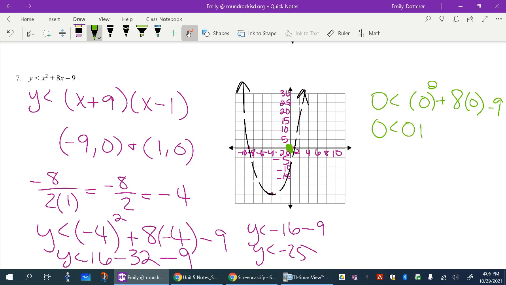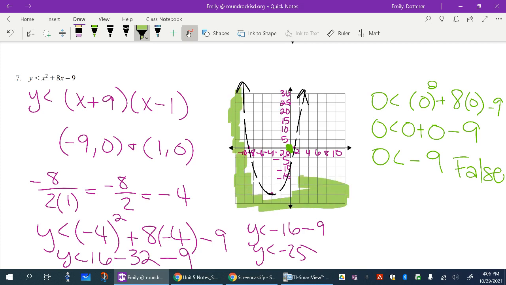Zero squared is 0. 8 times 0 is 0. 0 plus 0 is 0. Minus 9 is negative 9. That's a false statement. 0 is not less than negative 9. Since we have a false statement, we shade on the other side of the graph, so we're going to shade all on the outside here. So anything on the outside, including stuff further down that we can't see, would be a solution.